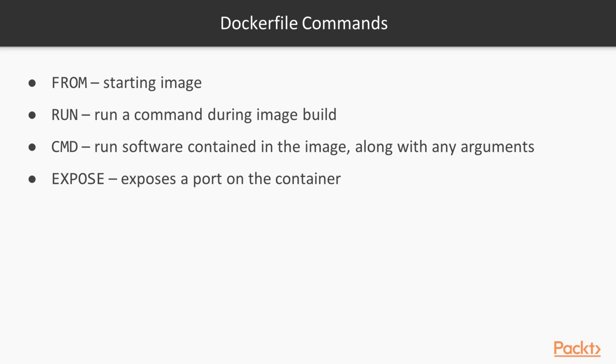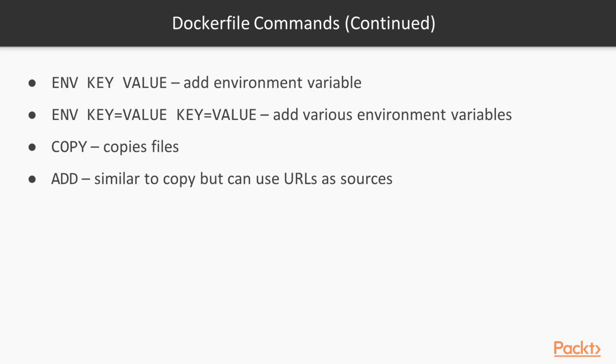CMD runs the software contained in the image along with any arguments it has. This is basically the command that's going to run when we start the container. In the example we had before, we were running main. EXPOSE exposes a port in the container, meaning that that port on the container will be available from the outside world. Then we have ENV key value, which adds an environment variable. We could have a list of key values that will have the form key1=value1, key2=value2. And then we have COPY, which copies files.